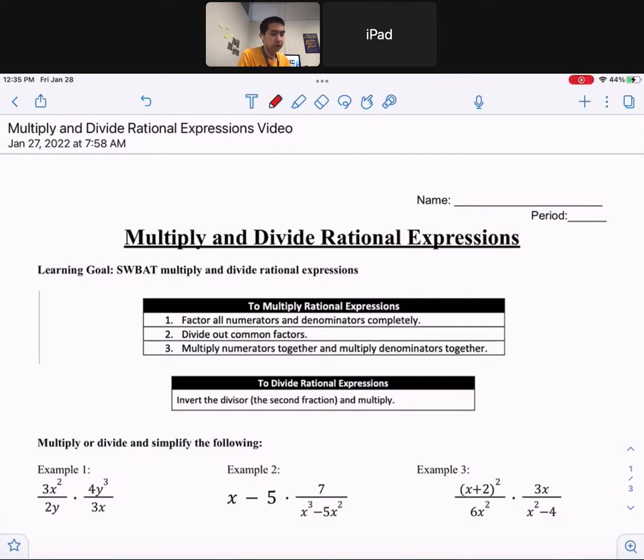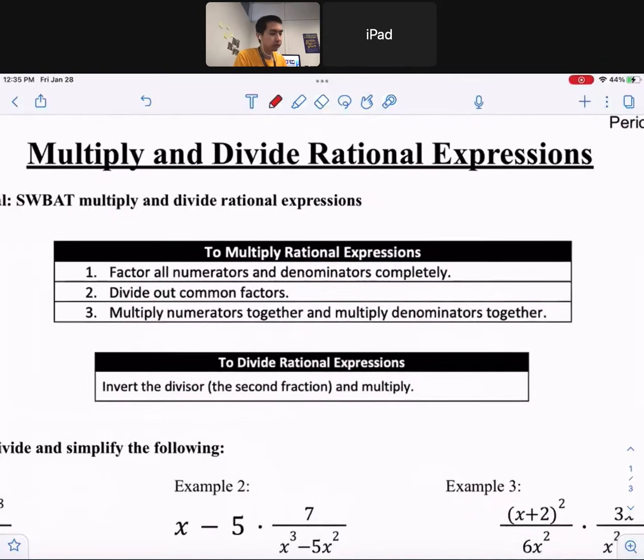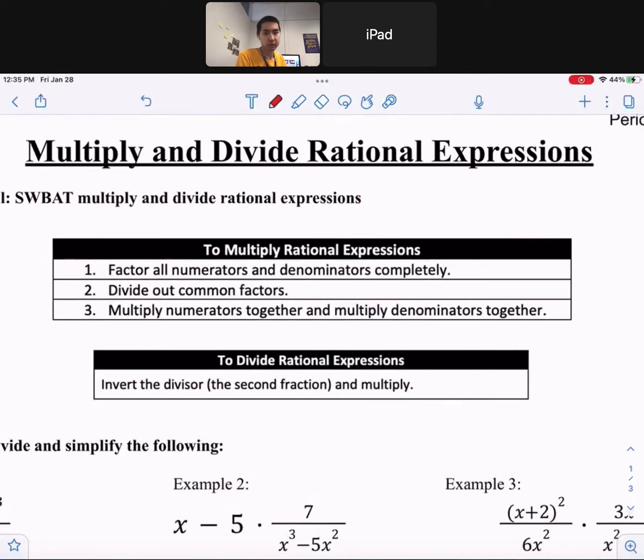Hey guys, here's the lecture video on multiply and divide rational expressions. Students will be able to multiply and divide rational expressions. So here are the steps for you guys to multiply and divide rational expressions.